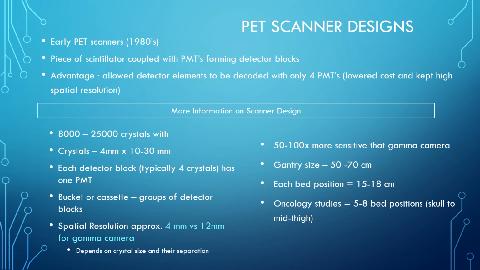To compare that to gamma cameras or CT or other modalities, it really refers to the field of view. Each bed position kind of corresponds to what we would consider a field of view. With oncologic studies, it is typical to have about 5 to 8 bed positions if you're doing a skull to mid-thigh study. The number of bed positions is greatly dependent on the patient's height.